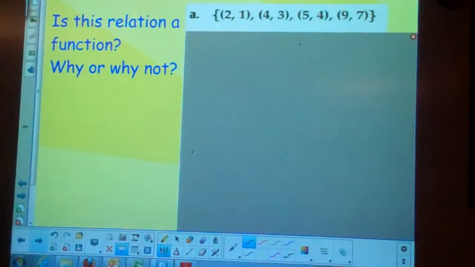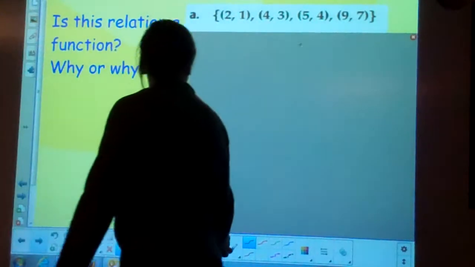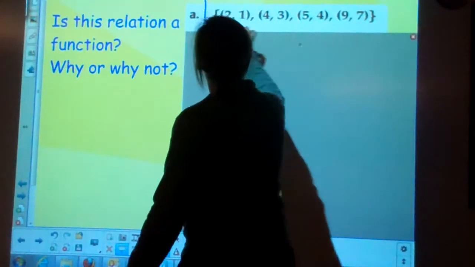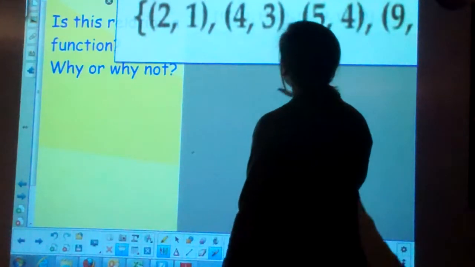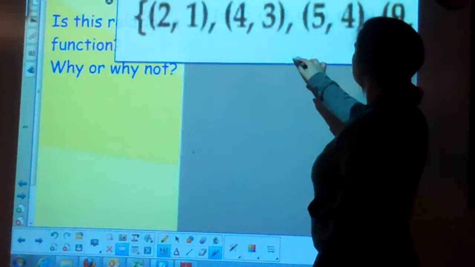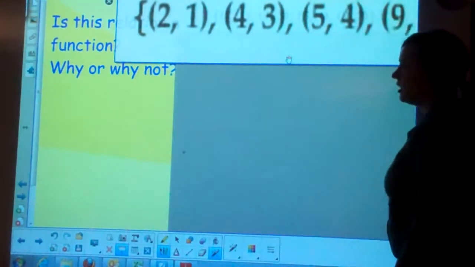So, if I look over here at these ordered pairs, I want to know if this relation is a function, and then we need to explain why or why not. So let me see if I can just make this a little bigger for you. Whoa. It's a little bit too big. All right, is it too big? Oh. Well, it helps maybe a little bit.